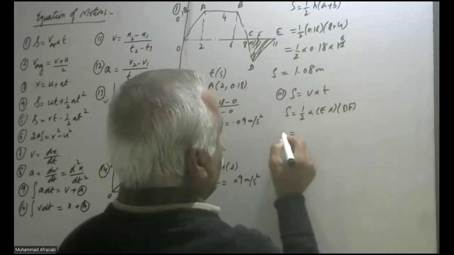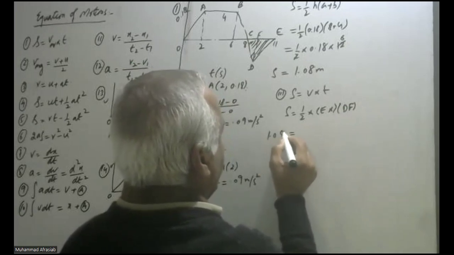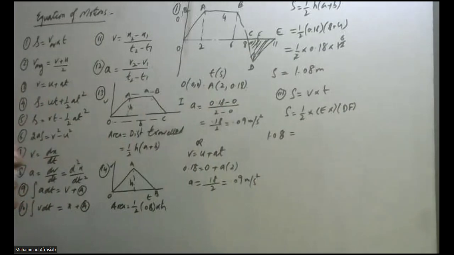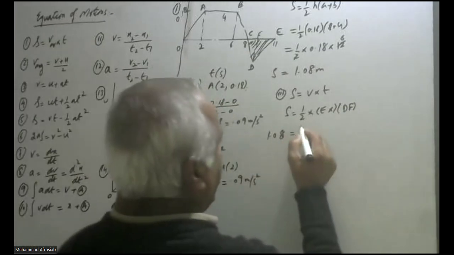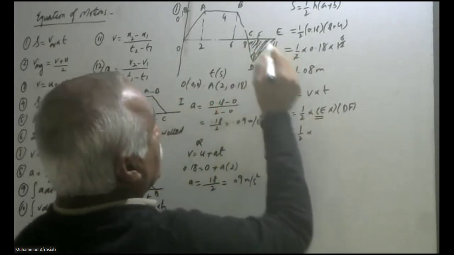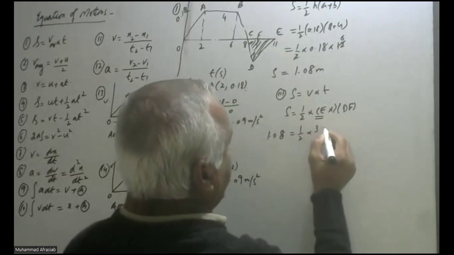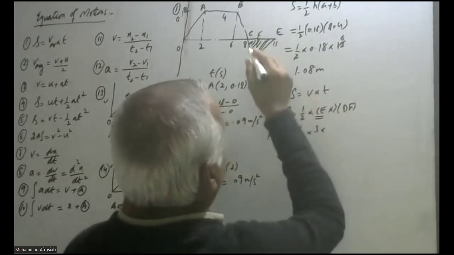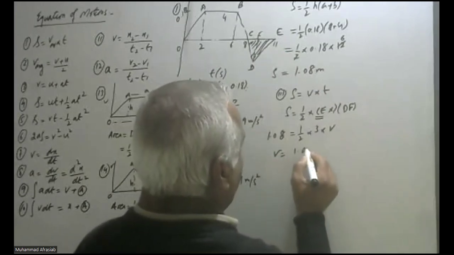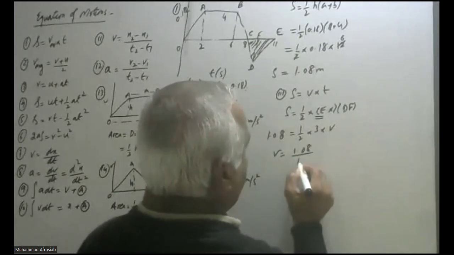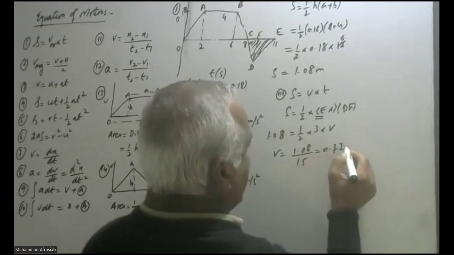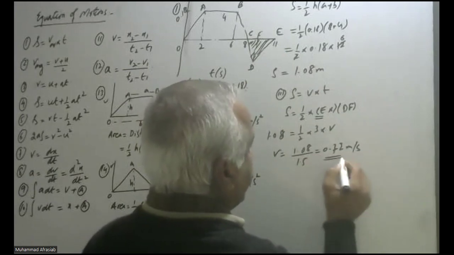So that thing is equal to 1.08, because it is the same distance it has traveled. So distance should be equal to 1.08 equals half into the CE length, which is 11 minus 8, that is 3, into DF, the height, and let's say that is equal to v. So v is equal to 1.08 over 1.5, and that is equal to 0.72, and the unit for this is meters per second.